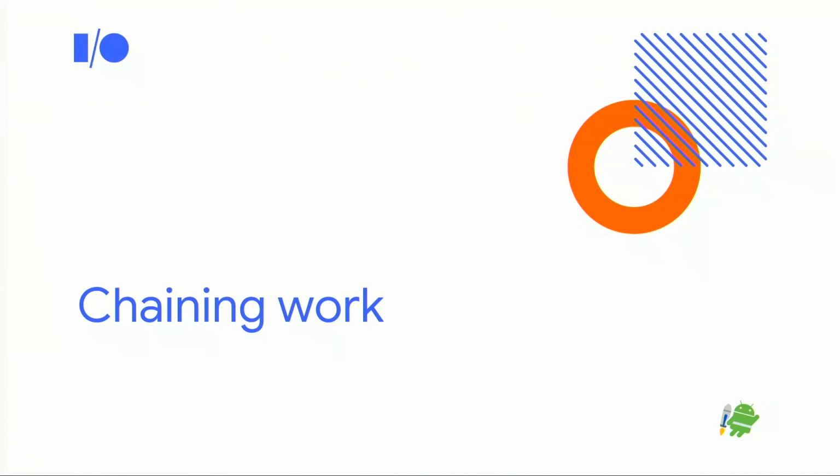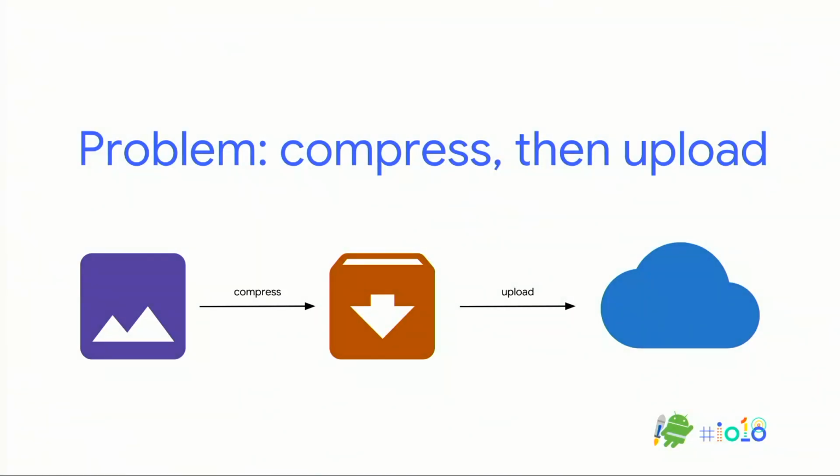So let's move a step up in concept here. Let's talk about chaining work. I promised that you can actually make directed acyclic graphs of work. How would you do that? Let's say this is my problem now. I'm uploading a video. It's a huge video. I want to compress it first, then upload it. So these are both eligible for background work because they're time-intensive things.